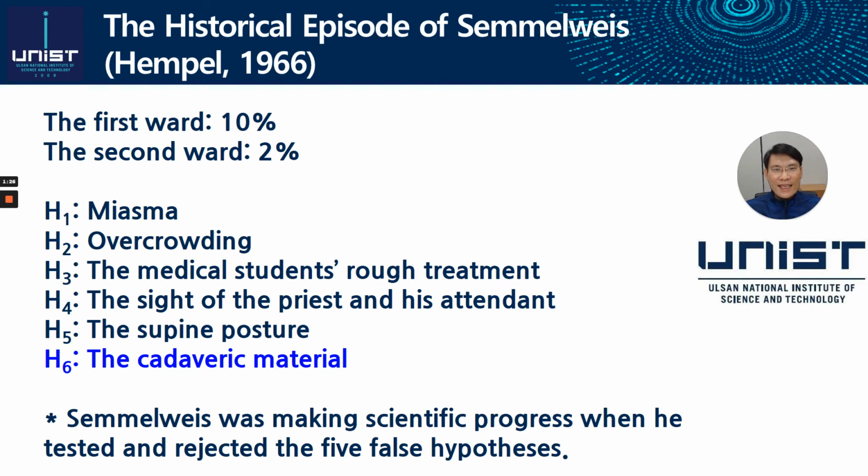The 6 hypotheses invoked different factors to explain the high mortality rate of the first ward. To put it briefly, the first hypothesis invoked miasma. The second hypothesis, overcrowding. The third hypothesis, the medical students' rough treatment. The fourth hypothesis, the sight of the priest and his attendant. The fifth hypothesis, the supine posture. The sixth hypothesis, the cadaveric material from the autopsy room. In my view, Semmelweis was making scientific progress little by little when he tested and rejected the 5 false hypotheses one by one. It is wrong to think that he only made scientific progress when he obtained the sixth hypothesis.